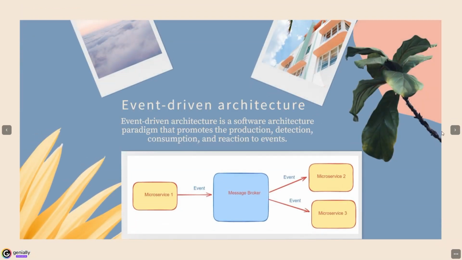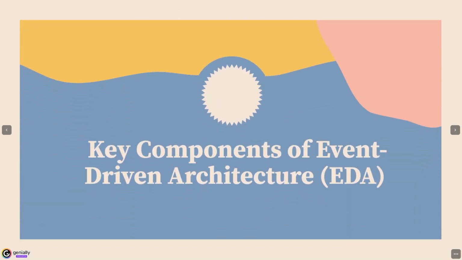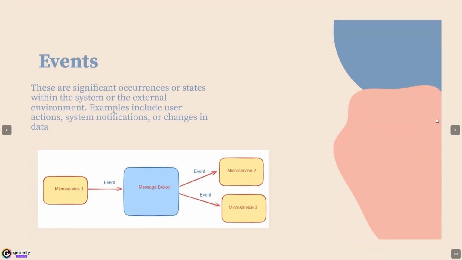Event-driven architecture is a software architecture paradigm that promotes the production, detection, consumption, and reaction to events. There are some key components of event-driven architecture. These are events. Events are significant occurrences or states within the system or the external environment. Examples include user actions, system notifications, or changes in data.